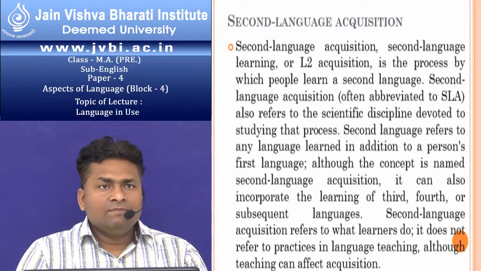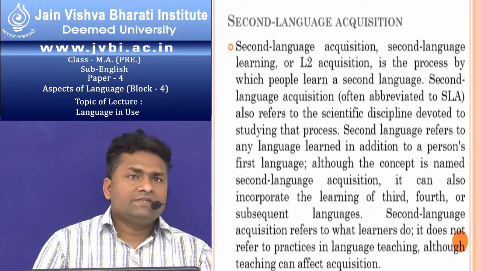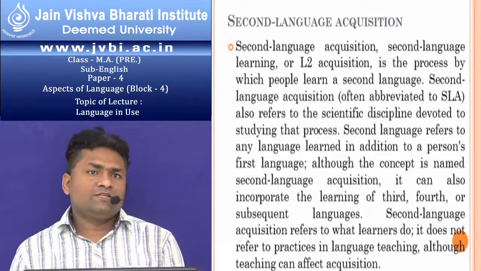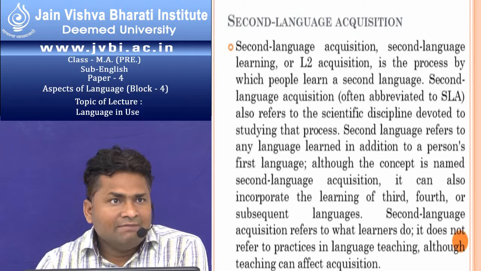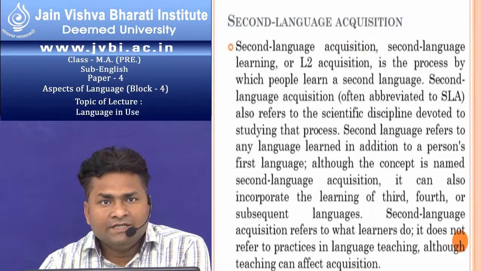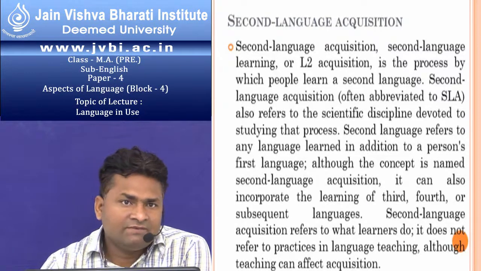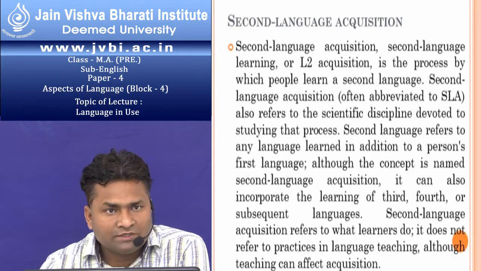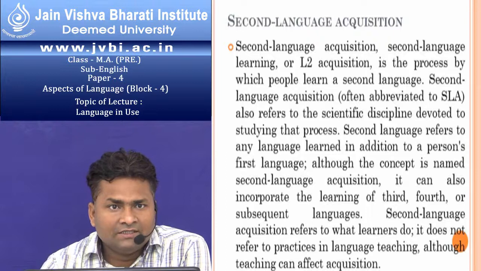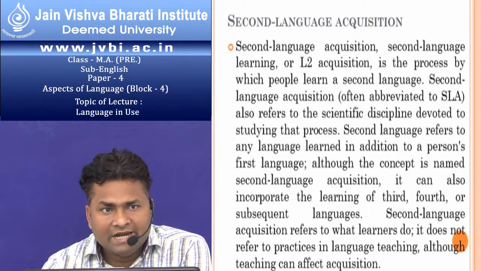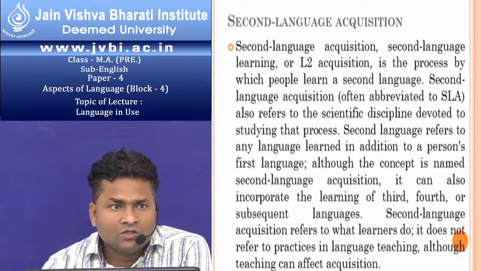So here we would like to see that second language acquisition, second language learning, or L2 acquisition is the process by which people learn a second language. Second language acquisition, often abbreviated to SLA, also refers to the scientific discipline devoted to studying that process. Second language refers to any language learned in addition to a person's first language. Although the concept is named second language acquisition, it can also incorporate the learning of third, fourth, or subsequent languages.